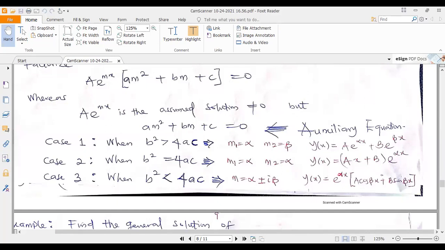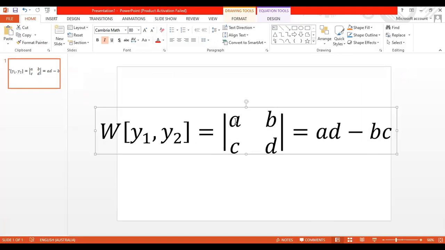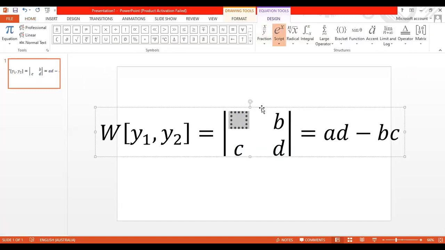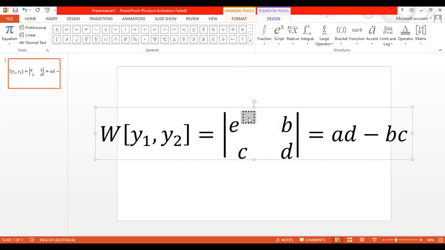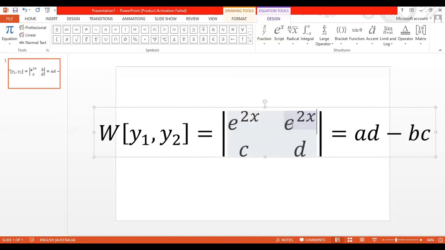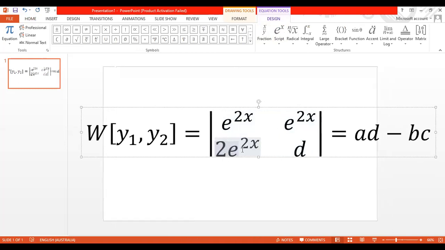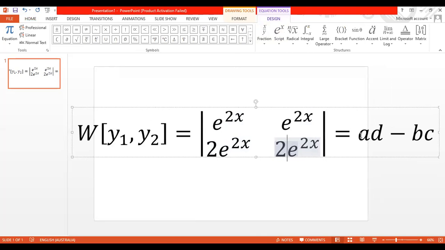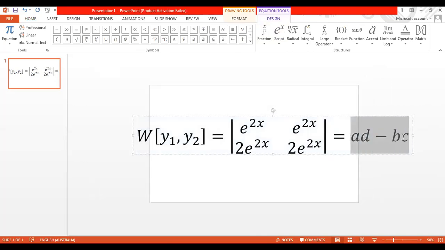Okay. Now, can you see my screen now? I'm back to PowerPoint. Now, let's imagine that I have the first solution to be exponential 2x. That is the first solution, which is y1, right? If my y2 is exponential 2x again, if I differentiate this one, I will have 2 exponential 2x. Are we together? Yes, sir. If I differentiate this one again, I will have 2. Do you notice that in this case, by the time I find the determinant, I will get 0? Yes, sir.